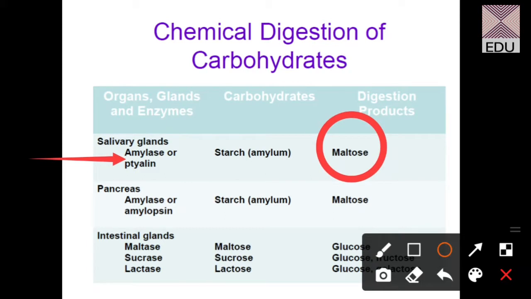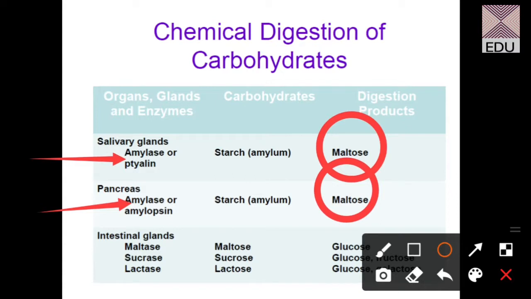Now next, the pancreas also gives one amylase, which is called the pancreatic amylase. This is also called amylopsin. This particular enzyme also acts on the starch at the duodenum level in the intestine. That again gives you maltose. So the end product of the starch will be maltose, as we have earlier discussed in the previous slide.